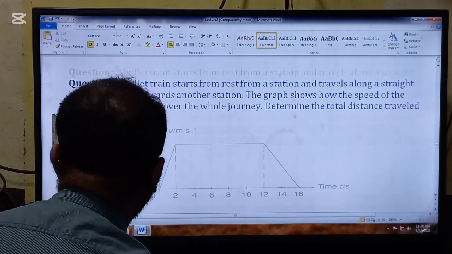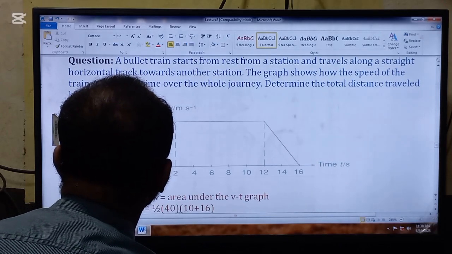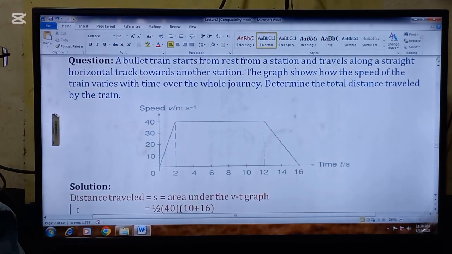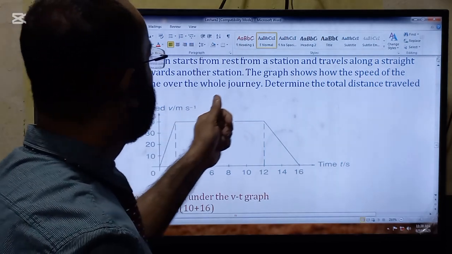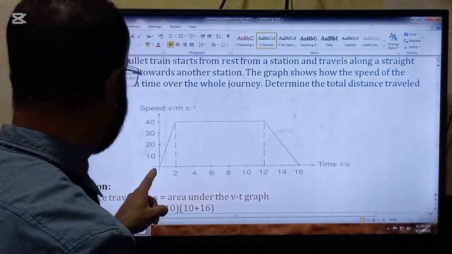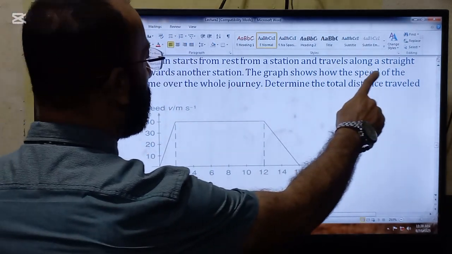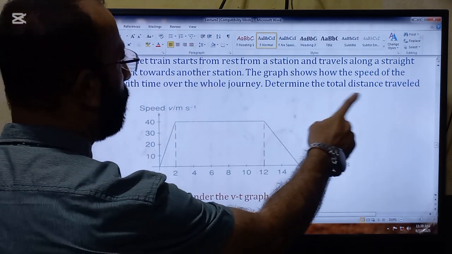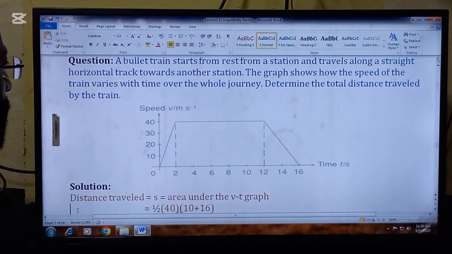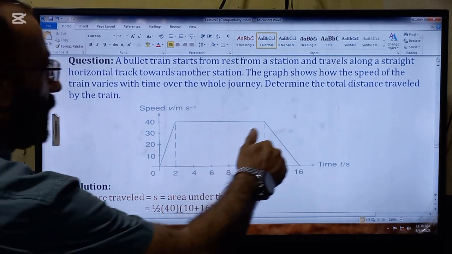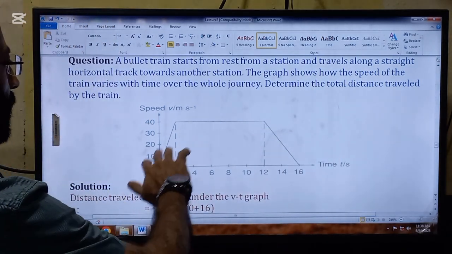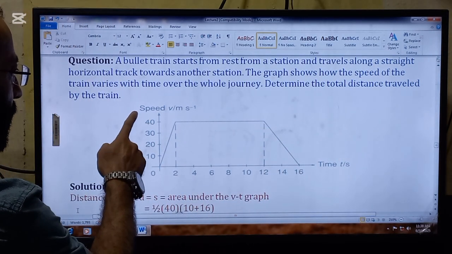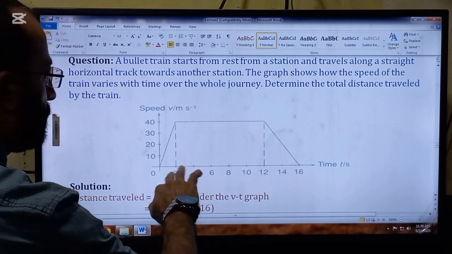Moving ahead, here is a question. A bullet train starts from rest from a station and travels along a straight horizontal track towards another station. The graph shows how the speed of the train varies with time over the whole journey. Determine the total distance traveled. So total distance is the requirement, and the area under the speed time graph shows the distance.